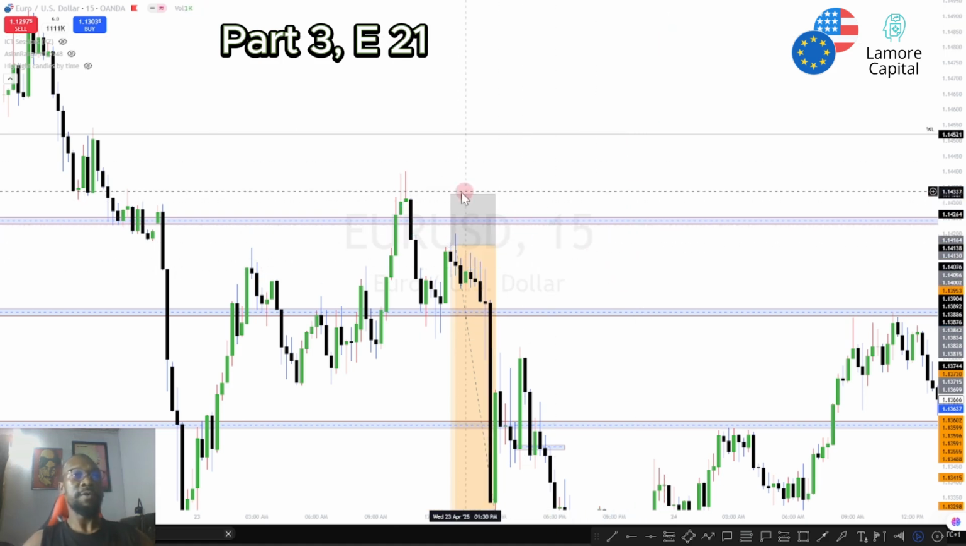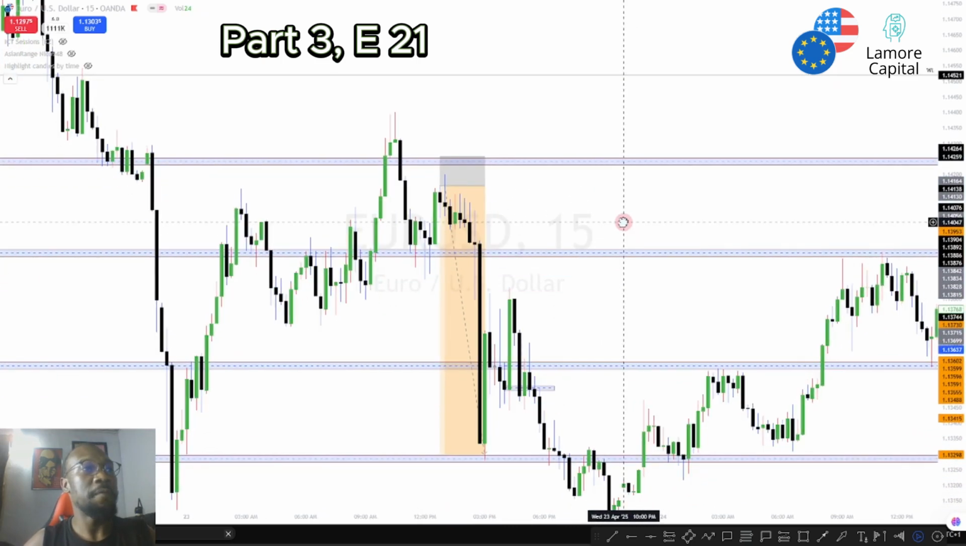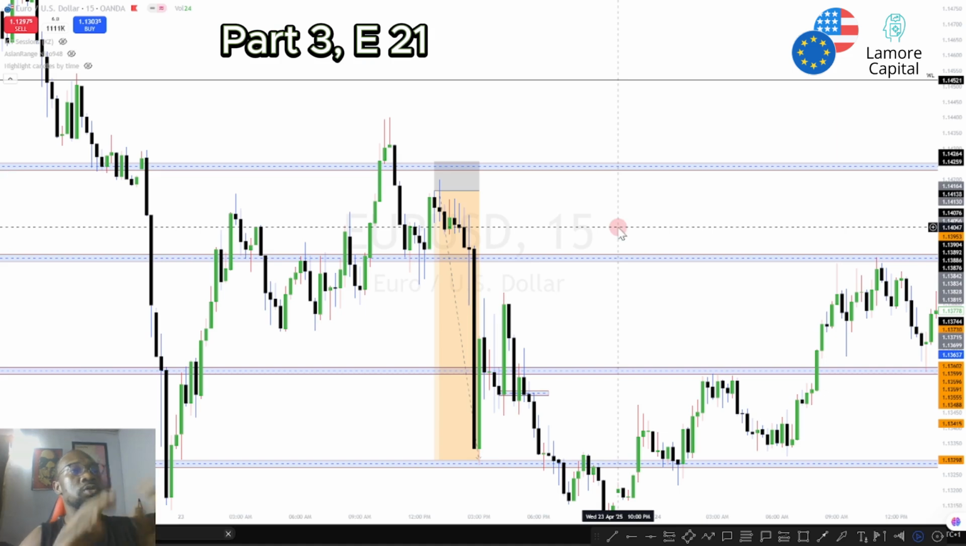Okay, so for this particular trade, I actually caught this trade on the New York session.